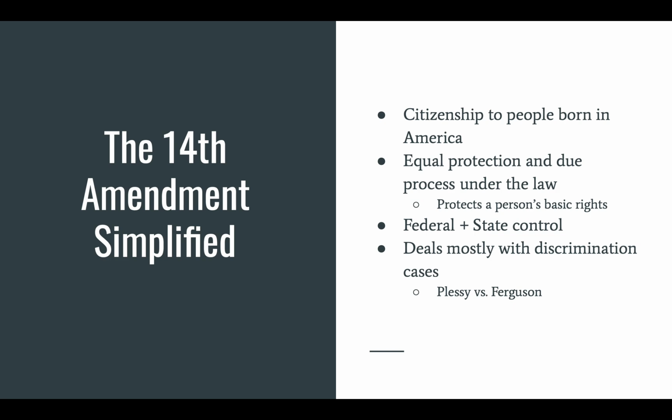And so you can see it deals mostly with discrimination cases, like Plessy versus Ferguson, Brown versus Board of Education. And you'll see in the case of Japanese internment, in the case of Fred Korematsu, he's going to be talking about that he didn't get due process, and that he is a citizen of the United States and wasn't granted due process and isn't getting equal protection under the law because they're using the fact that he's Japanese to discriminate against him. So that is the 14th Amendment.